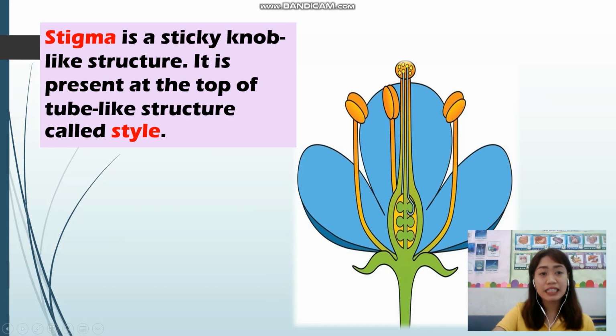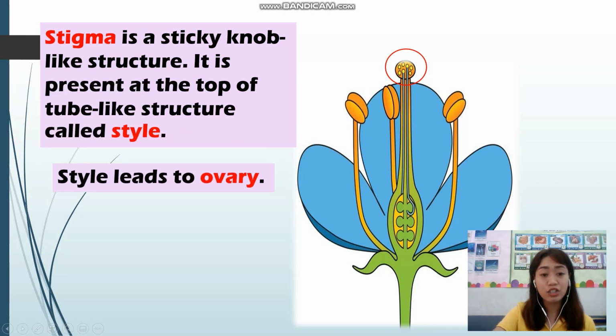When we say stigma, it is a sticky knob-like structure. It is present at the top of a tube-like structure called style.